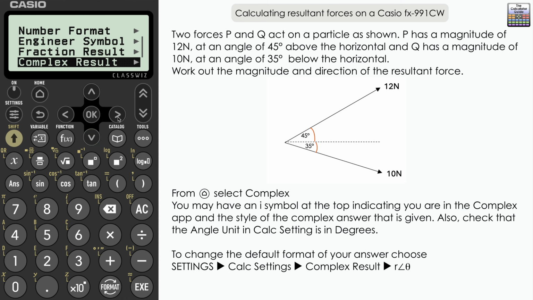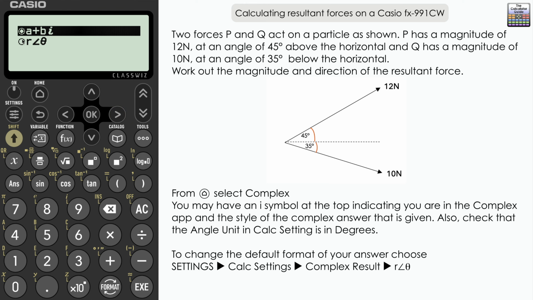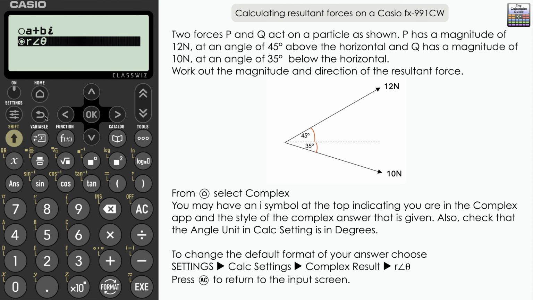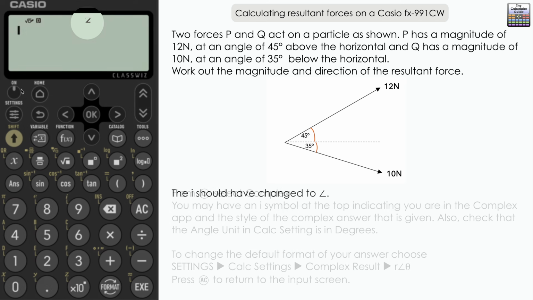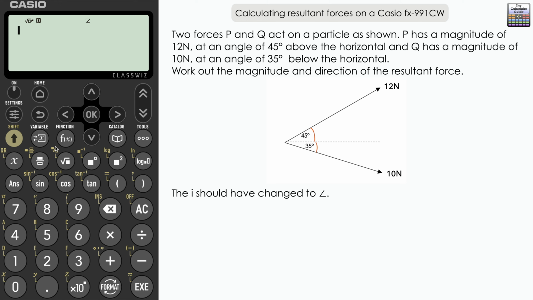And then what we want is to change from the top option here, which is the general form of a complex number, to the polar form of a complex number. So R and then the angle theta. So we want to select the bottom option, press OK. And when we return to the input screen, you can see there that it's changed to an angle rather than an I, indicating that we can input complex numbers in polar form.